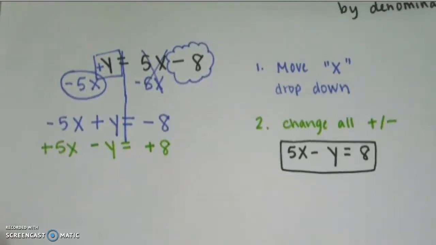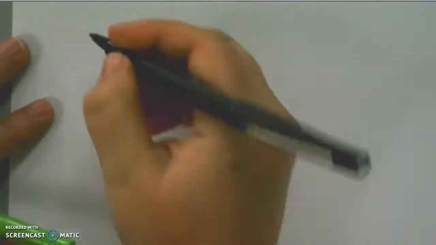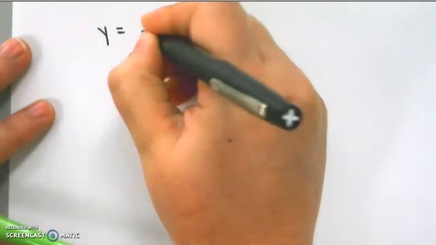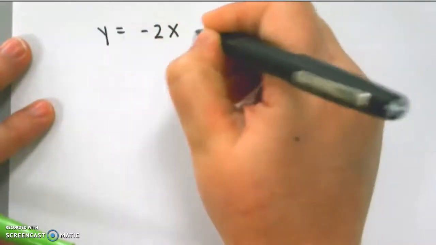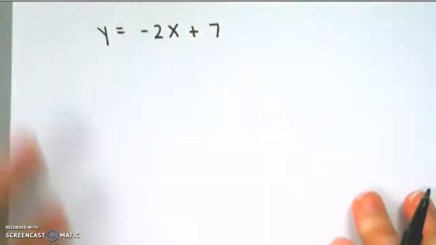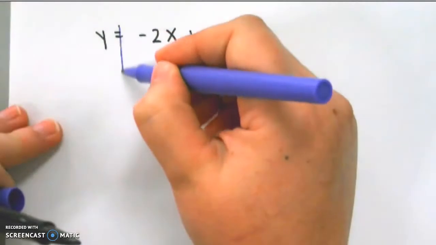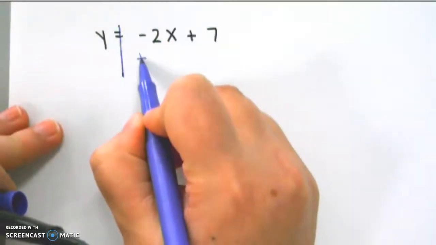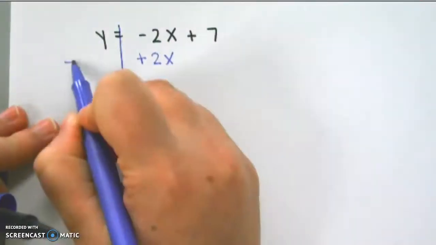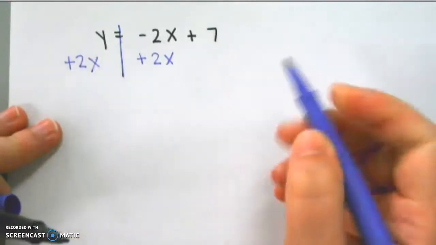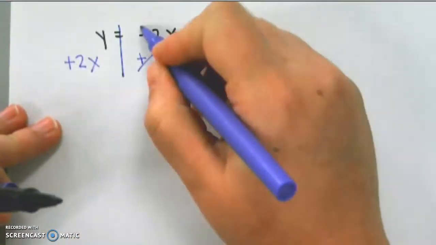All right, example number 2. y equals negative 2x plus 7. I have no fractions, which is good. So I'm going to start by moving my x. It's a negative 2x, so I'm going to have to add 2x to both sides to cancel it out.